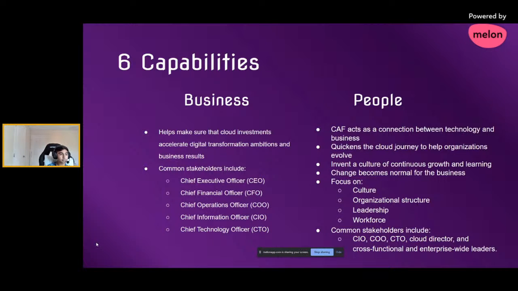One of them is business, and this helps to make sure that cloud investments actually accelerate digital transformation ambitions and business results. The common stakeholders for this include the Chief Executive Officer, which you also know as the CEO, the Chief Financial Officer, which is also known as the CFO, the Chief Operations Officer, which is the COO, the Chief Information Officer, which is the CIO, and the Chief Technology Officer, which is the CTO.